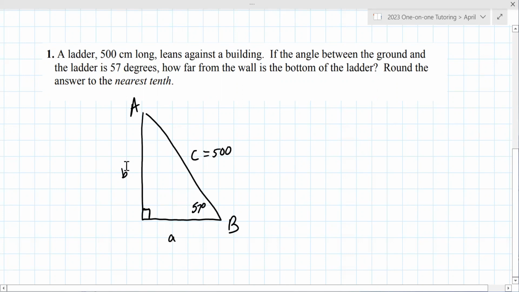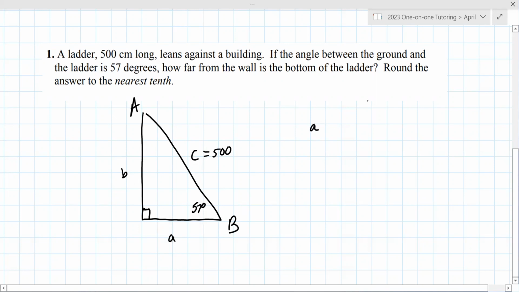Is it asking to calculate A or B? It's asking me to calculate B. How far from the wall is the bottom of the ladder? Yeah, so B. Oh, A. Sorry. And that's why it's so important here to get the setup right, because you gave me the wrong angle. You gave me the wrong side that you're solving for. It's very easy to solve for the wrong thing. That's why I asked you to draw a triangle, because I want to make sure you can do this correctly. So yeah, we're solving for A.